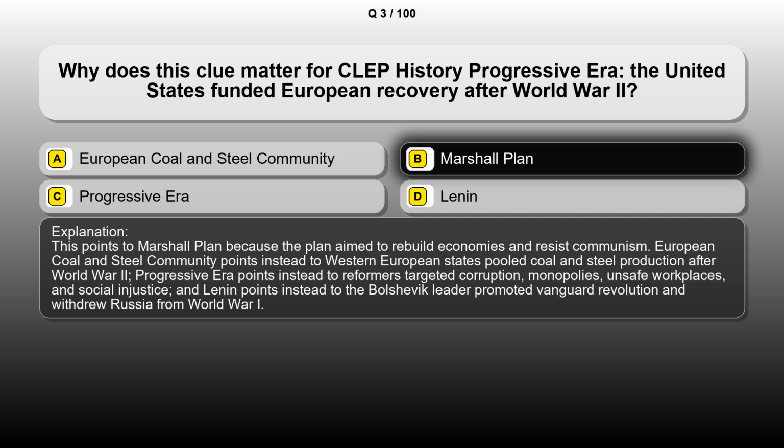Progressive Era points instead to reformers targeted corruption, monopolies, unsafe workplaces, and social injustice, and Lenin points instead to the Bolshevik leader who promoted vanguard revolution and withdrew Russia from World War I.